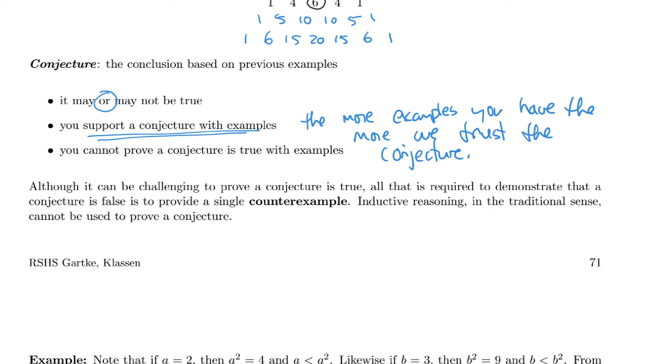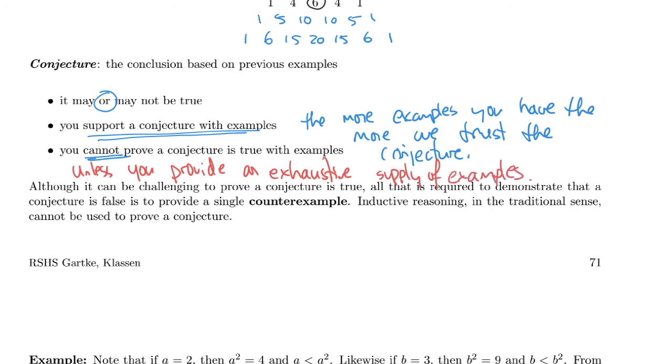But the problem is you cannot prove a conjecture is true with examples unless, and this is a big unless, you can provide an exhaustive supply of examples. In other words, let's go back to my car illustration. If you look out the window here and you say white car, white car, white car, can you prove that all cars are white using examples? Well, sure, if you could get every car that has existed or exists and show that they're all white. If you can provide that exhaustive set of examples.